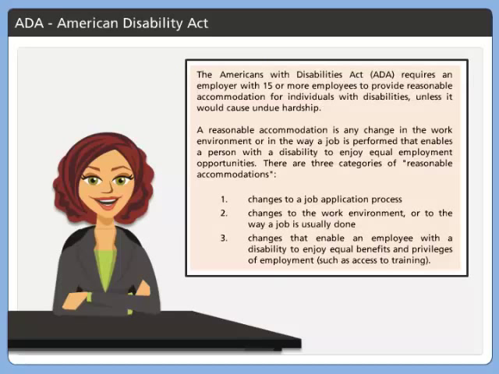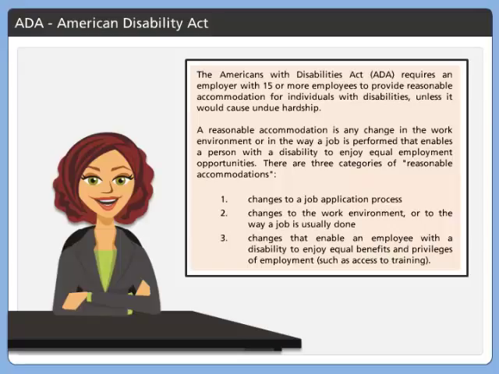Americans with Disabilities Act. The Americans with Disabilities Act requires an employer with 15 or more employees to provide reasonable accommodations for individuals with disabilities, unless it would cause undue hardship. A reasonable accommodation is any change in the work environment or in the way a job is performed that enables a person with a disability to enjoy equal employment opportunities.